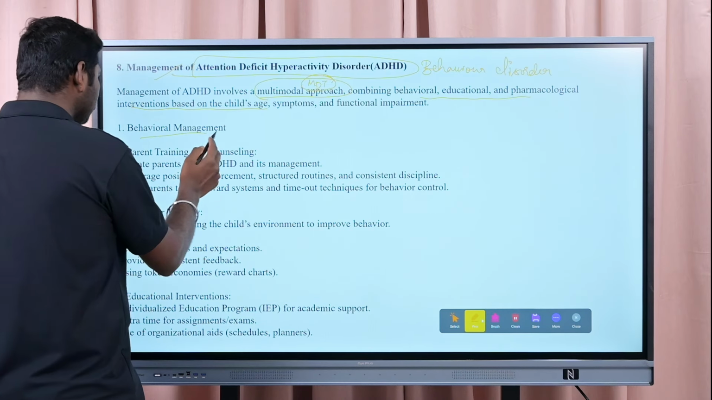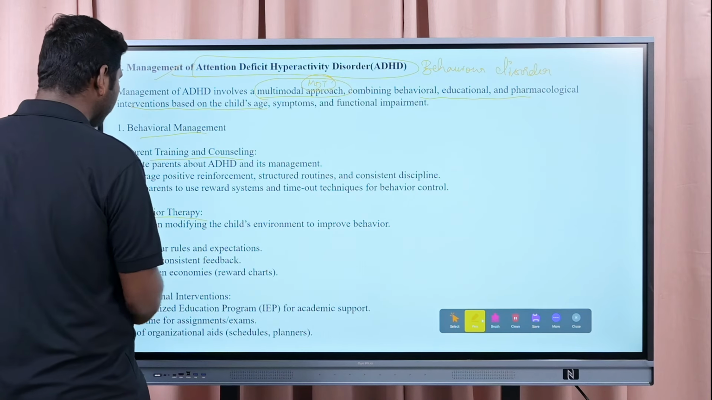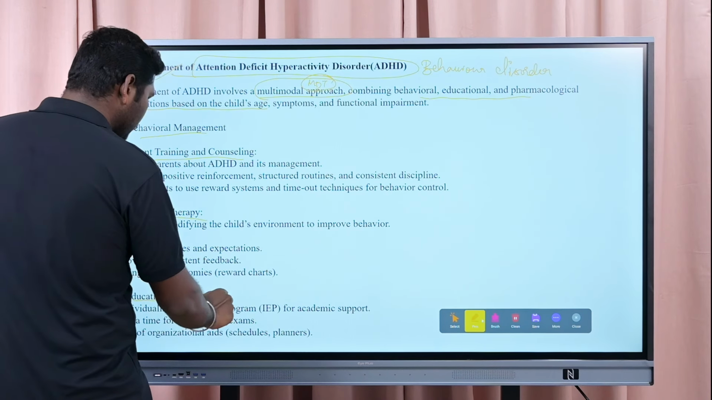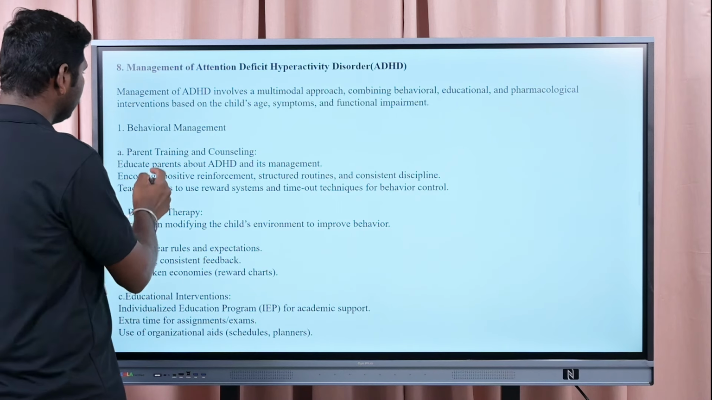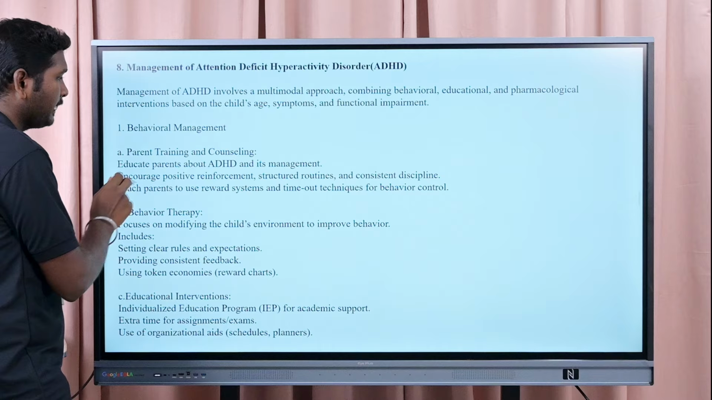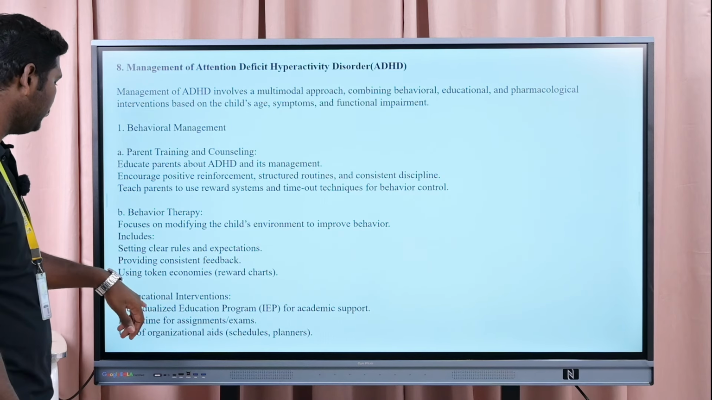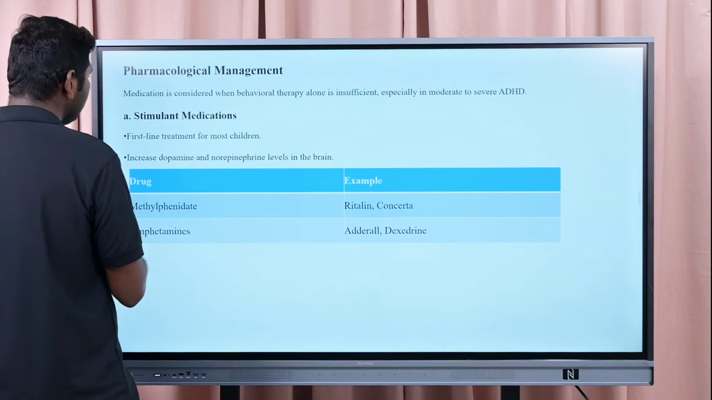So behavioral management, what you can do: parent training and counseling, behavior therapy, and educational interventions. So these will be the behavioral management, such as parental training and counseling, behavioral therapy and educational interventions. And next will be the pharmacological management.